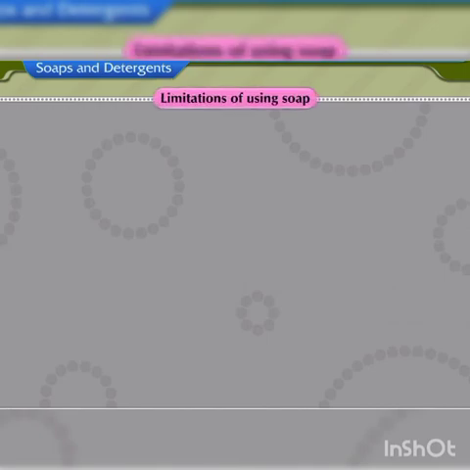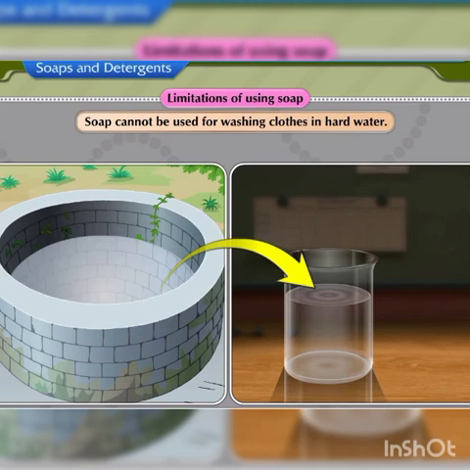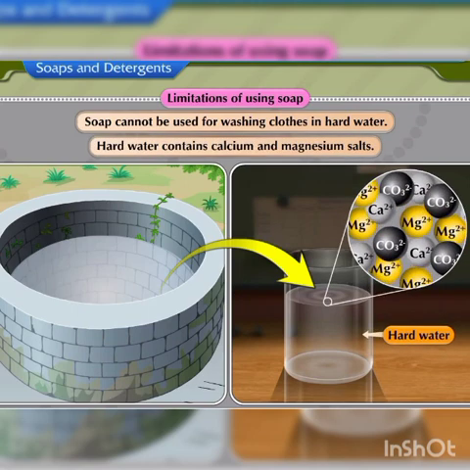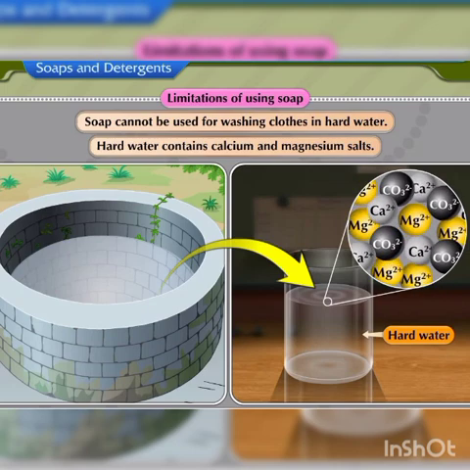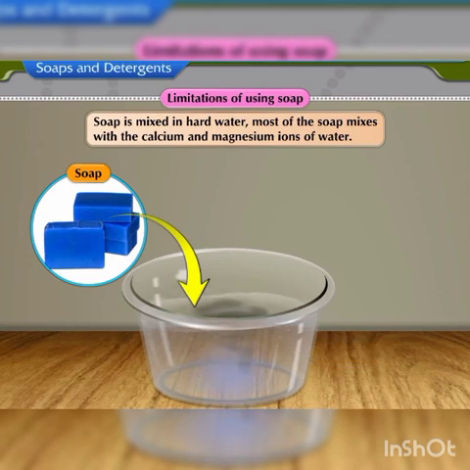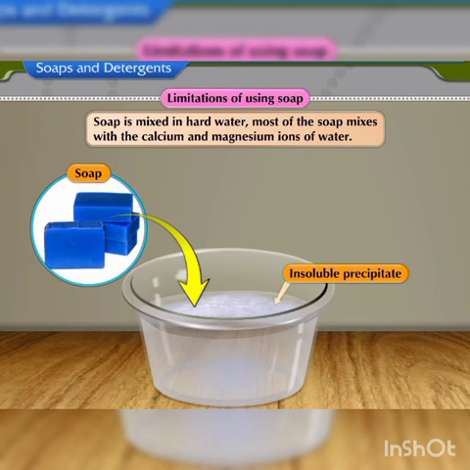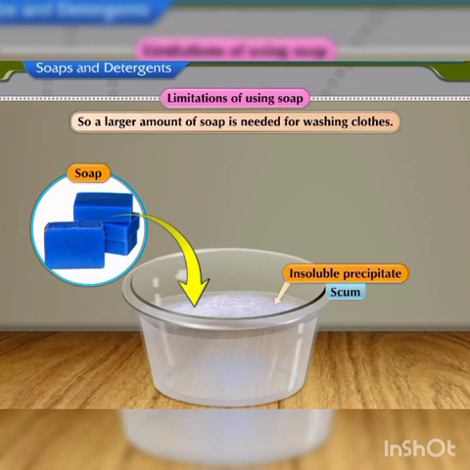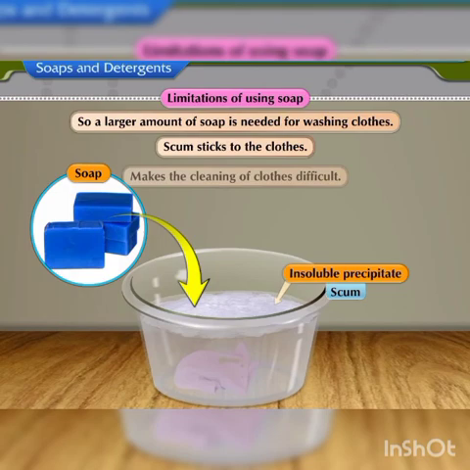But there are a few limitations of using soap. Soap cannot be used for washing clothes in hard water. Hard water contains calcium and magnesium salts. When soap is mixed in hard water, most of the soap mixes with the calcium and magnesium ions of water to form an insoluble precipitate called scum. So a larger amount of soap is needed for washing clothes. This scum sticks to the clothes being washed, which makes the cleaning of the clothes difficult.